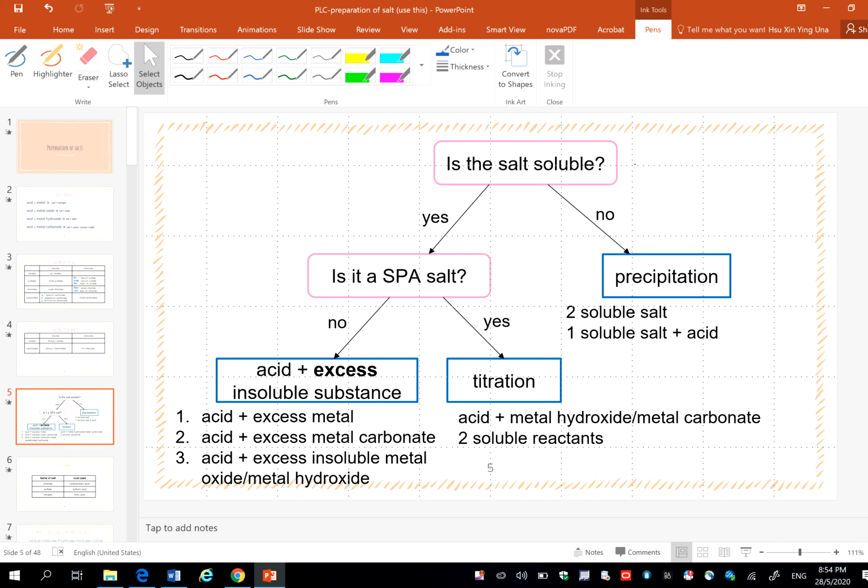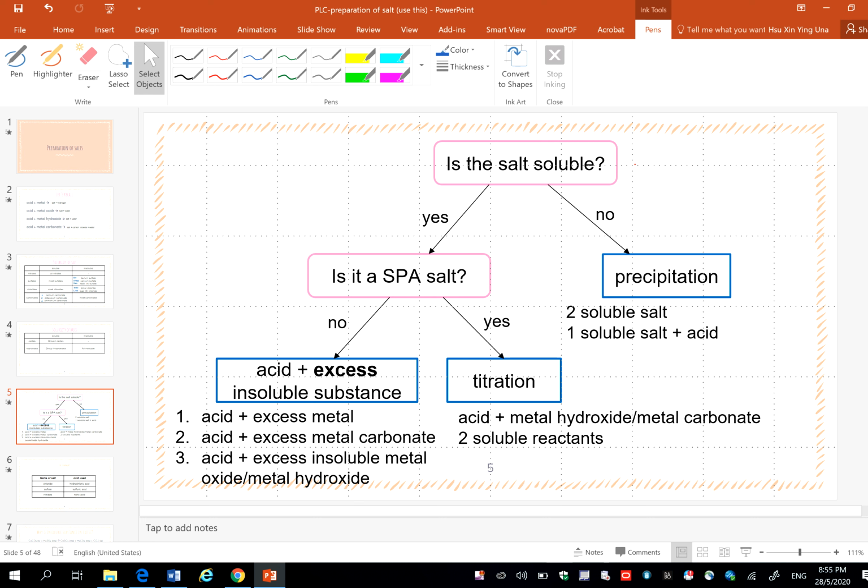Now I'm going to show you this very important flowchart which will help you to determine what method I should be using. First of all, you must always establish which method. Then from there, you will know what reactants to suggest. I'm going to explain later on why we need to use a certain reactant. So the first question you need to ask yourself is, is the salt soluble? If it is, ask yourself another question, is it a SPA salt? SPA represents sodium, potassium, and ammonium.